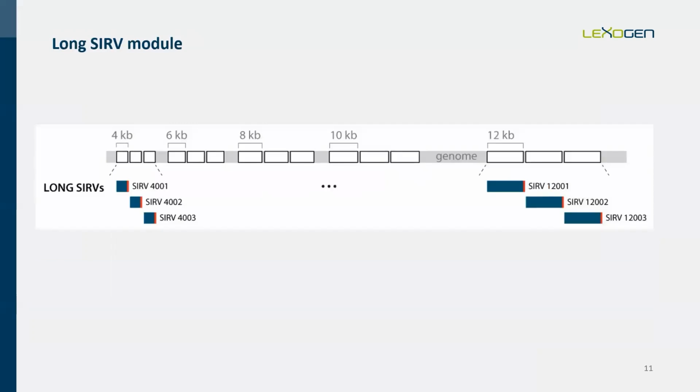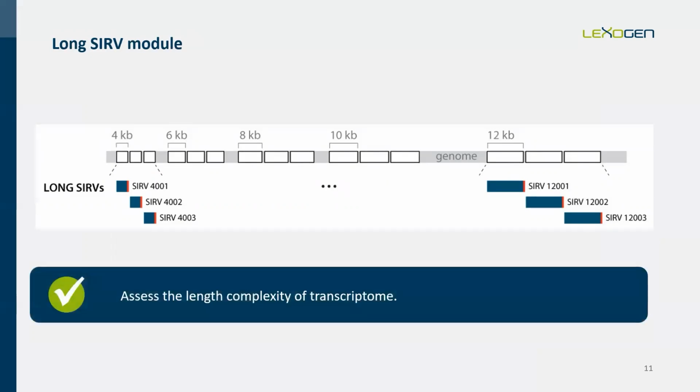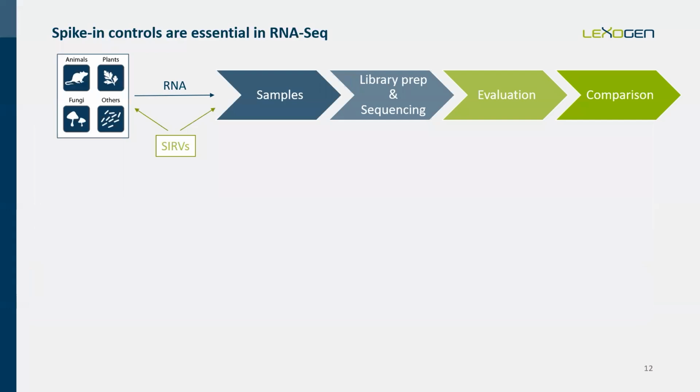Transcripts of SERVs and ERCC modules have an average length of 1 kb, which does not cover the long transcripts. Long SERVs module contains 15 transcripts with lengths of 4, 6, 8, 10, and 12 kb, with 3 transcripts for each length category. Long SERVs have 1 transcript per gene, so similarly to ERCC, they do not have isoforms.